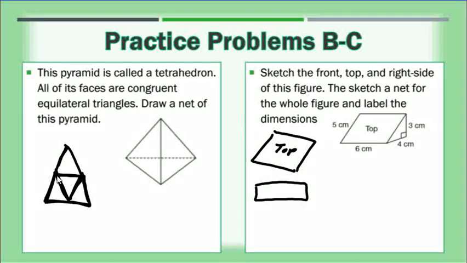And then we have the right side. The right side is just a right triangle. So this should have been, instead of the front, this should have been the back. So back, top, and right side. Okay, so this was our back. And now I can sketch the net for the whole thing.